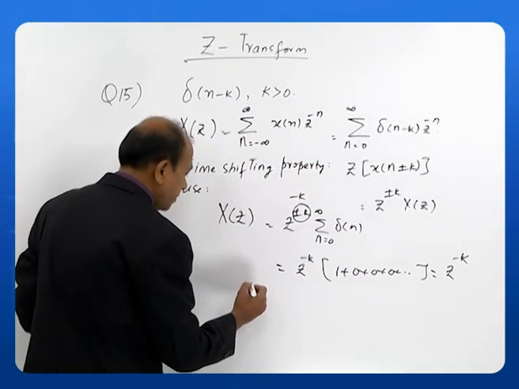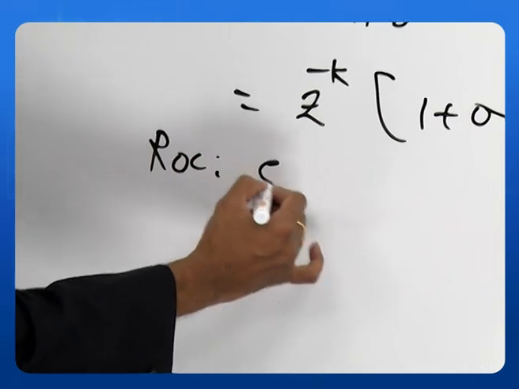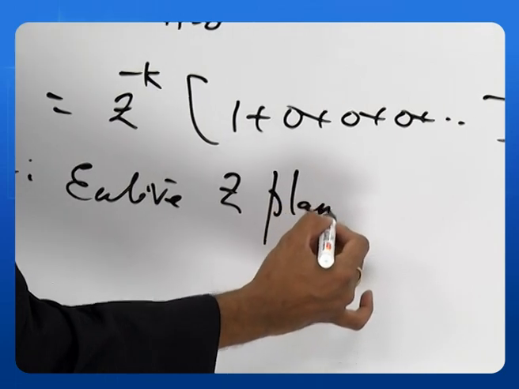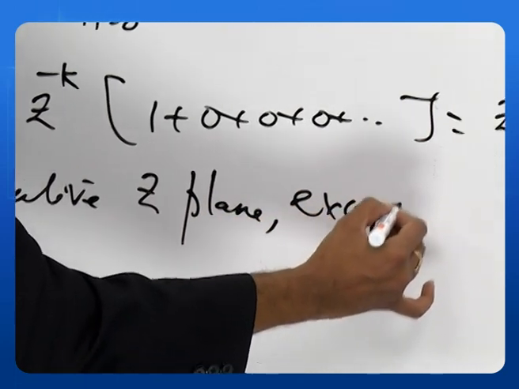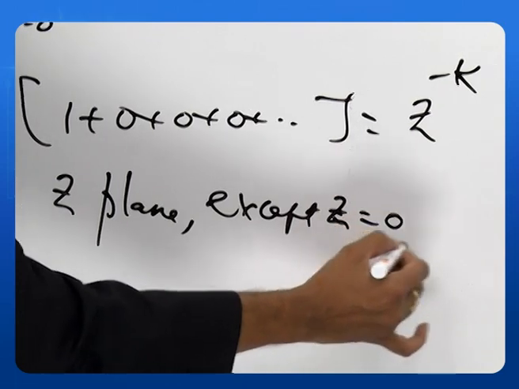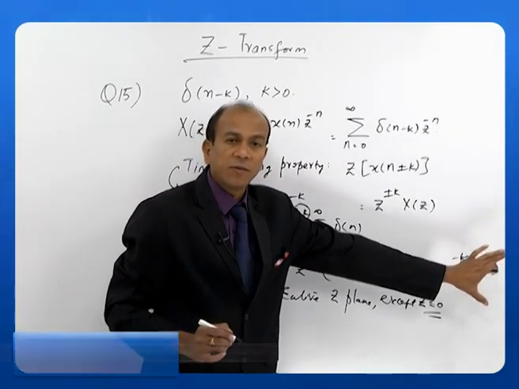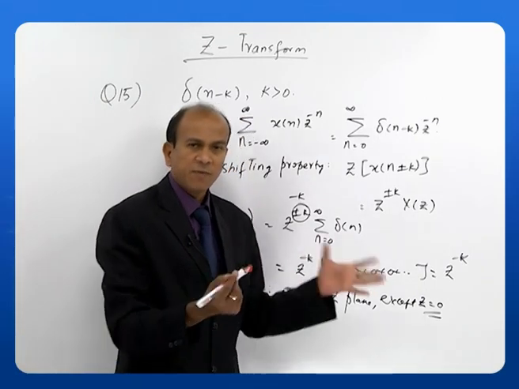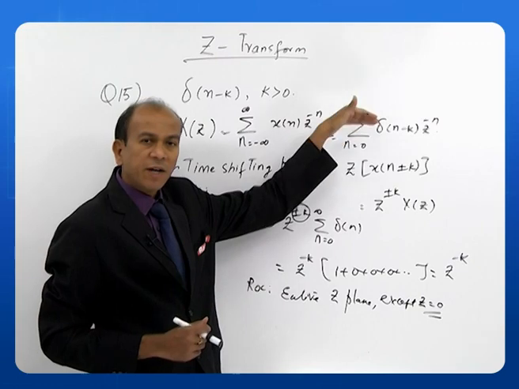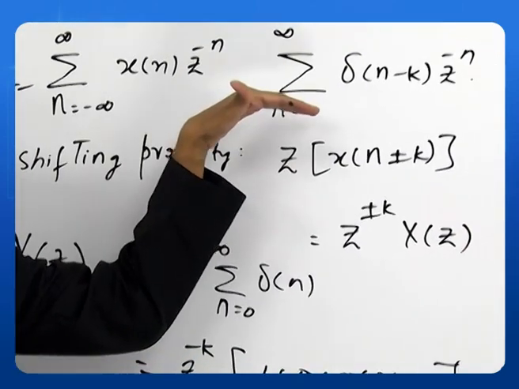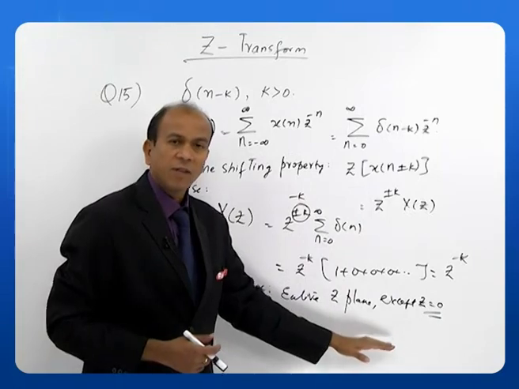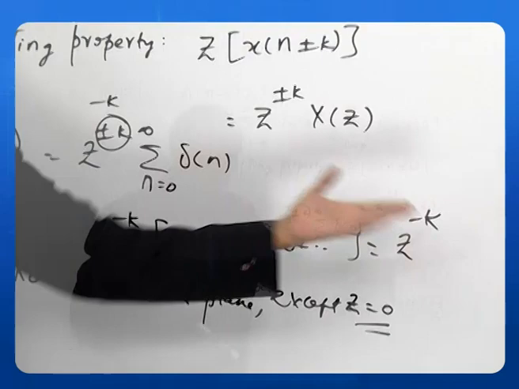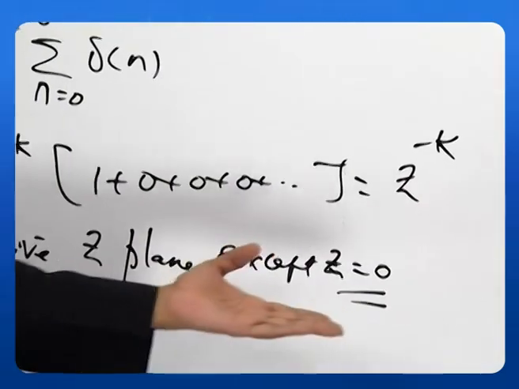So what is the ROC of this? The ROC of this is the entire z plane except when z is equal to 0, because when z is equal to 0 this does not converge. So what have we done? Looking at the problem, we identified which property we have to use. We used the time shifting property, from it we got the answer, and then we defined the ROC. So the ROC for this is the entire z plane except z equal to 0.